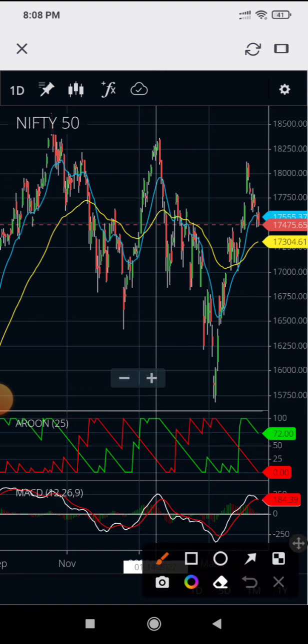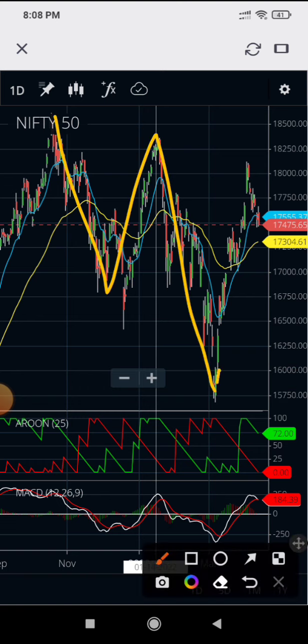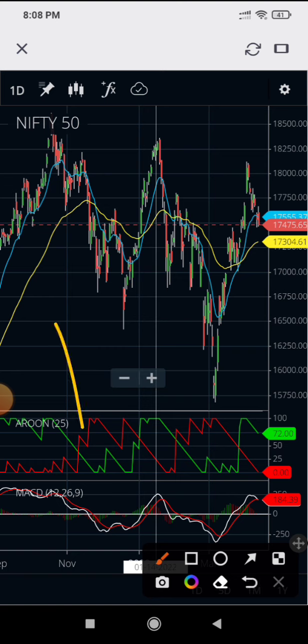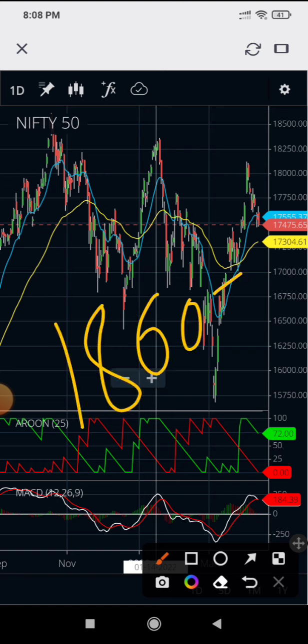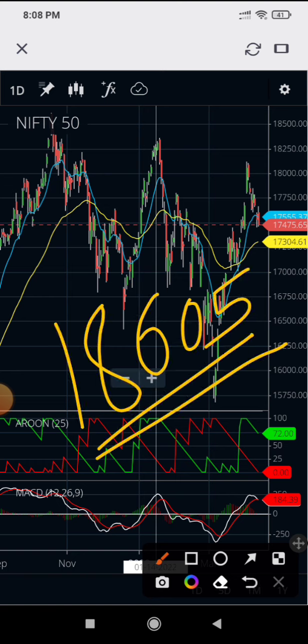So let's get started. Nifty, as you can see here, is making a W kind of pattern. Someone might think that this is a double bottom or W pattern and it will break and go upside. But as we said in our previous videos, until Nifty breaks 18,605, we are not going to have any bullish view on the Nifty, and we will consider that it is going to fall downside.